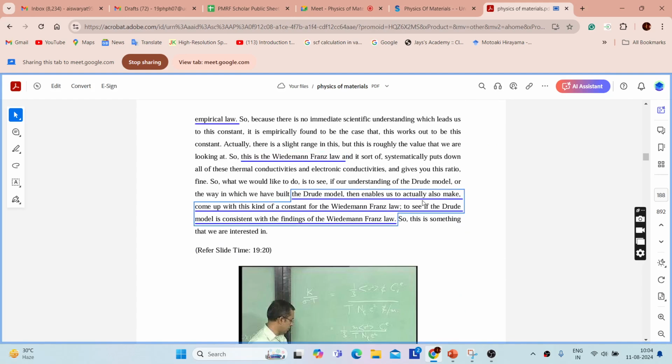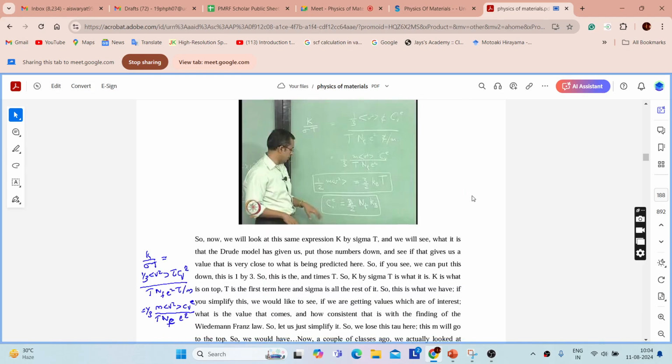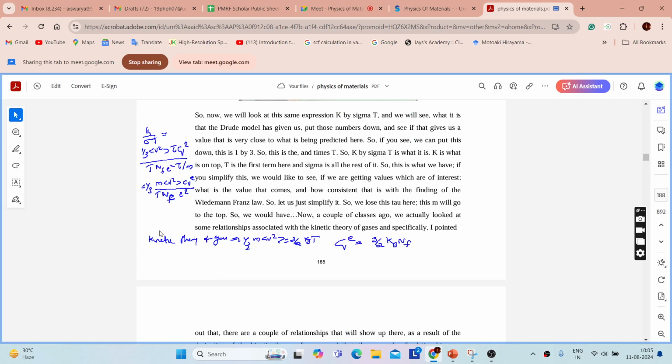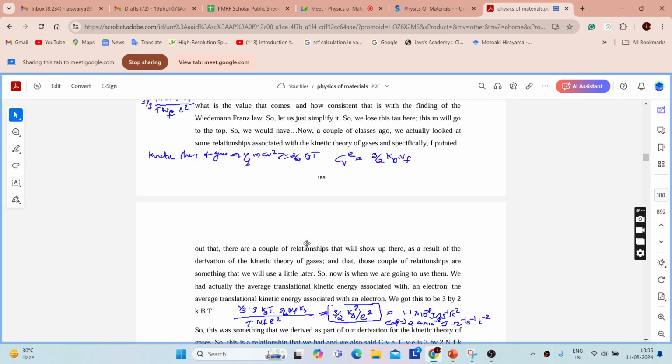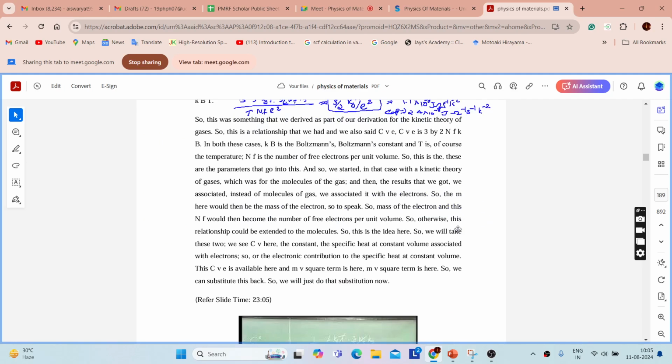In the Drude model, they were able to come up with a constant for the Wiedemann-Franz law, to see if the Drude model is consistent with this law. So to check that, we calculated the value using the formula and got almost 1.1 into 10 to the minus 8. So it's nearly an equal value.